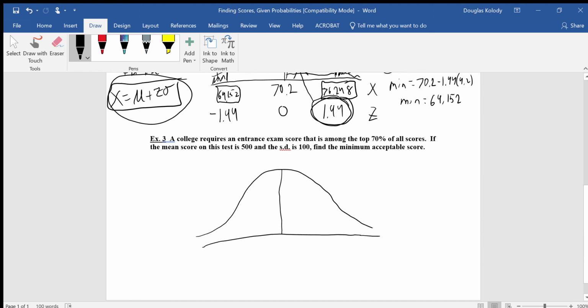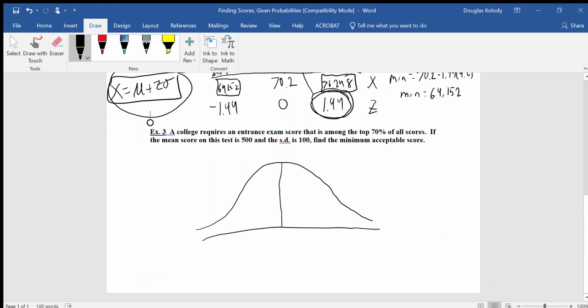One more example and we're done with the lesson. Here we go. College entry. A college requires an entrance exam score that is among the top 70% of all scores. If the mean score on this test is 500 and the standard deviation is 100, find the minimum acceptable score. All right, so mu is 500, sigma is 100. I'm going to put 500 smack dab in the middle.